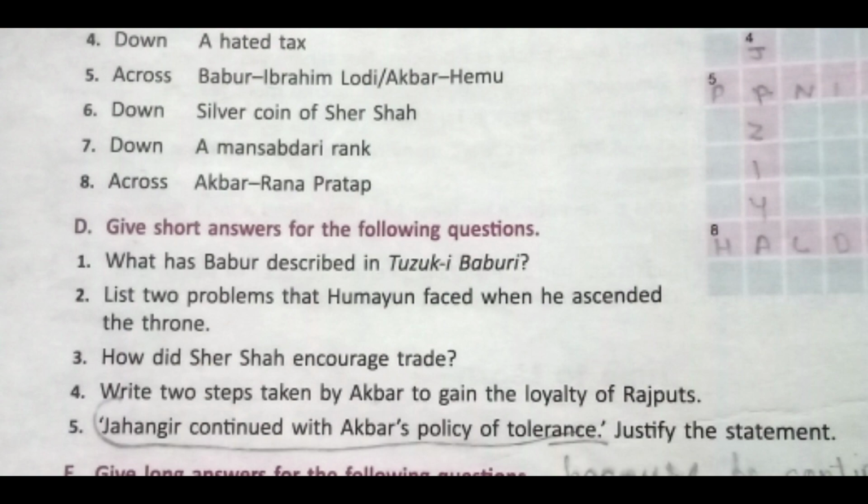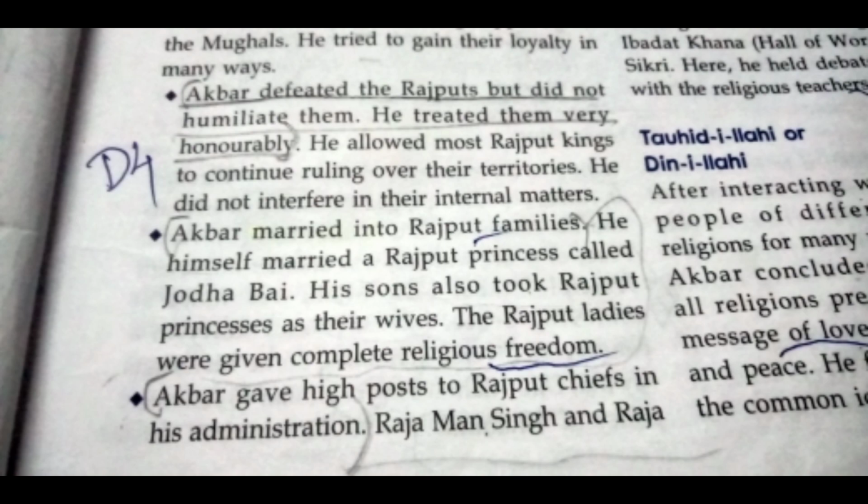Write two steps taken by Akbar to gain the loyalty of the Rajputs. Answer: to gain the loyalty of the Rajputs, Akbar gave high posts to the Rajputs. Second point, Akbar did not humiliate the Rajputs. Instead of that, he married into Rajput families. And the Rajput ladies were given complete religious freedom. The answer is complete.